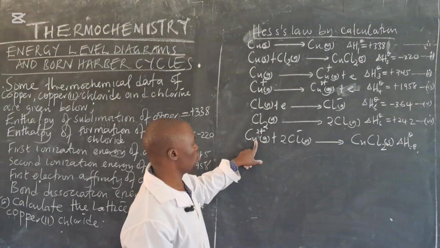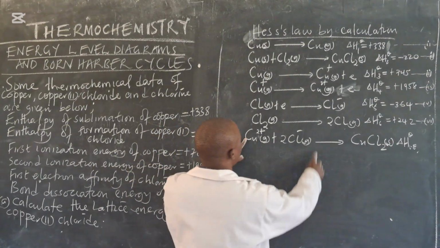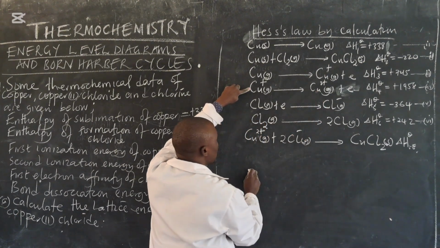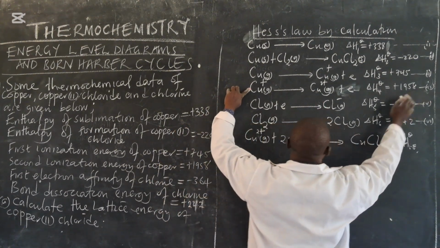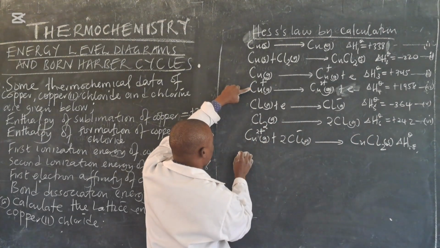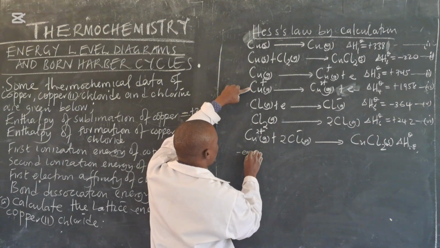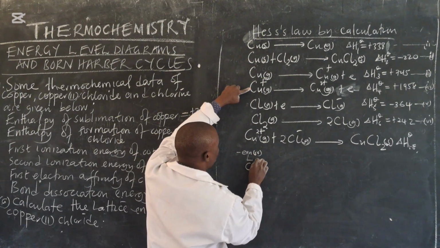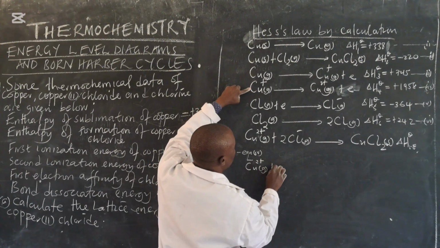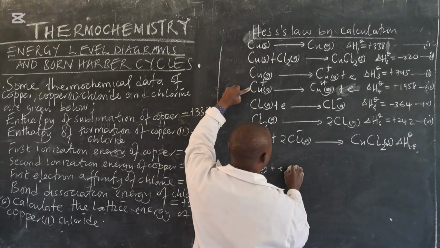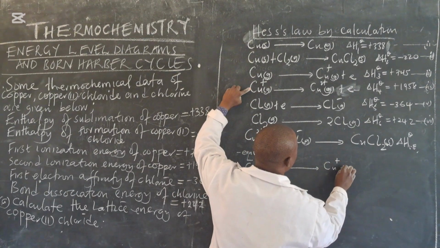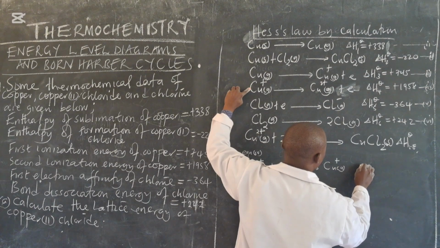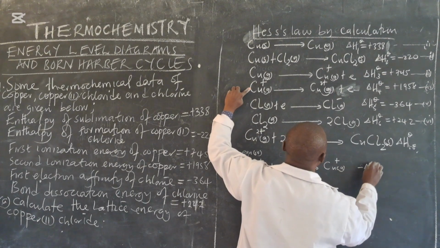So I have copper 2 ions on the left. So I look at this equation that has copper 2 ions, and I'm going to reverse this. So this is going to be negative of equation 4. So let me first write it here: negative equation 4. That means I have the reverse equation. So copper 2 gas plus an electron gives me copper 1 ion gas. So this is going to be negative delta H4.